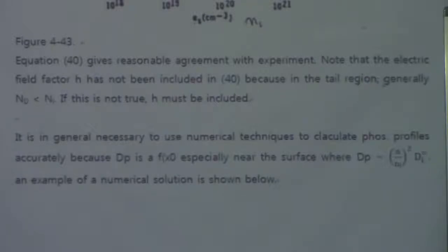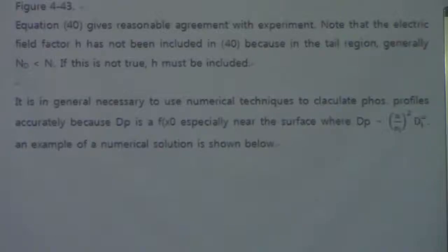It just said generally must be included without any reasoning. It is in general necessary to use a numerical technique to calculate the phosphorus profiles accurately, because the diffusion coefficient is a function of n, especially near the surface, where the diffusion coefficient is basically proportional to n squared, right?